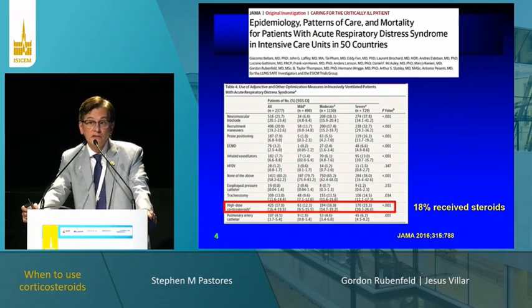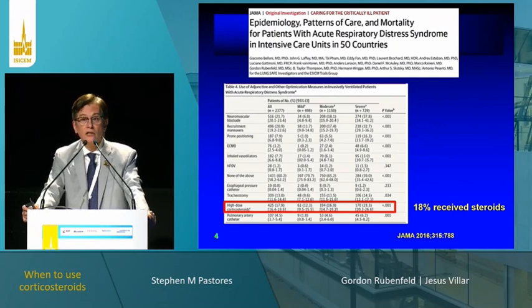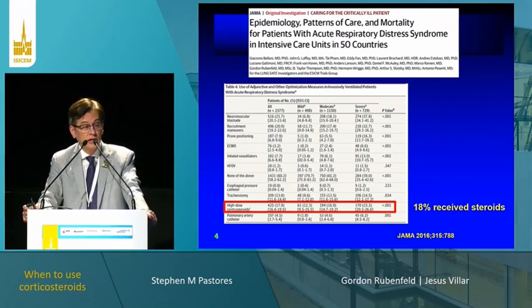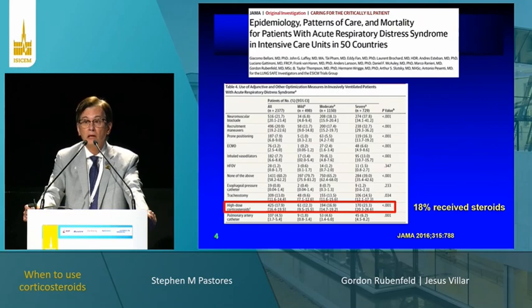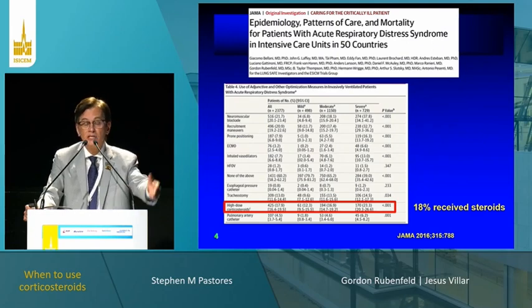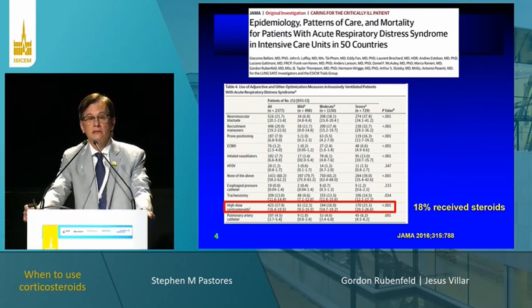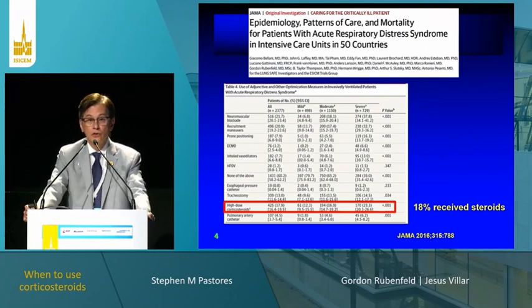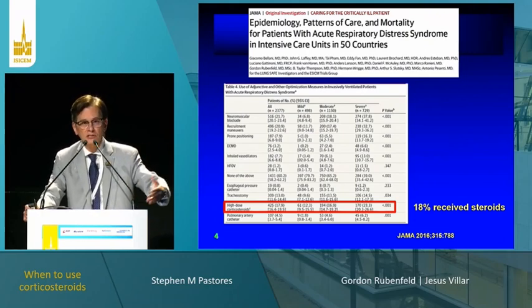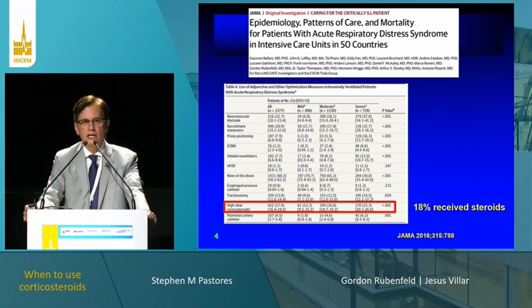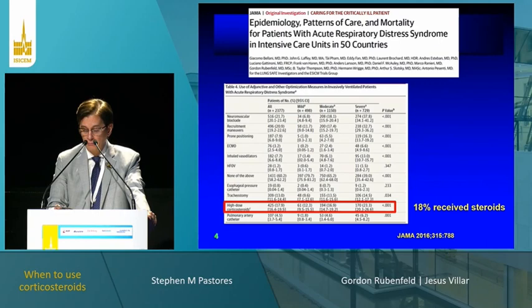If you look at the LUNG SAFE study from 6 years ago and look at the adjuvant therapies for ARDS, towards the bottom, high-dose steroids were used only about 18% of the time. A little bit more in severe ARDS, a little bit less in mild ARDS. Fast forward to 2022, certainly with COVID and dexamethasone, RECOVERY, Dr. Villar's study, I think if we did this survey again, that number would probably be much higher now.